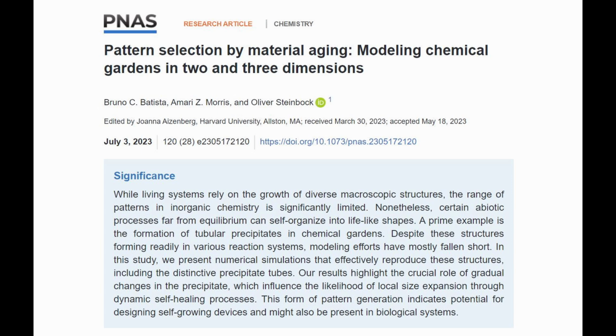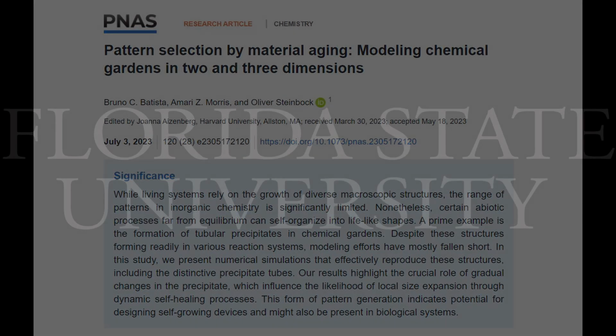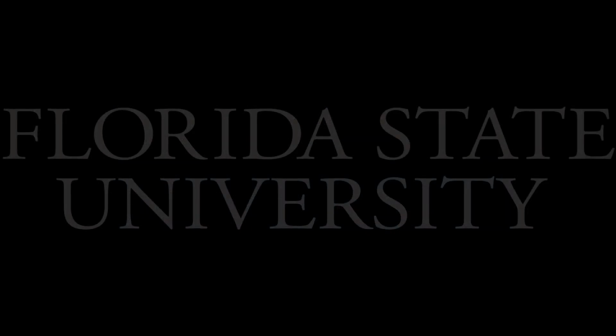To wrap up, this study offers a detailed exploration of how material aging affects pattern formation in chemical gardens. It bridges the gap between experimental observations and theoretical modeling, providing a platform for future research in this area. It's a great example of how computational models can enhance our understanding of complex systems in physical chemistry and materials science.